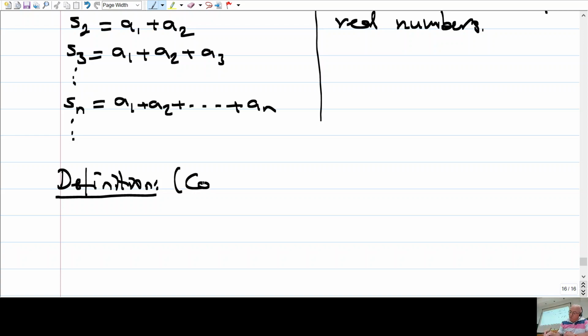Okay, so this is convergence of a series. Convergence of a series is defined using the convergence of the sequence of partial sums. We already know what convergence of a sequence means, and using that we define convergence of a series. Okay, here's the definition.